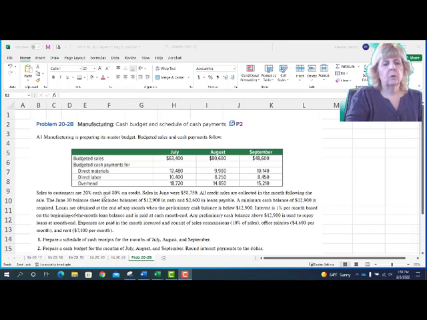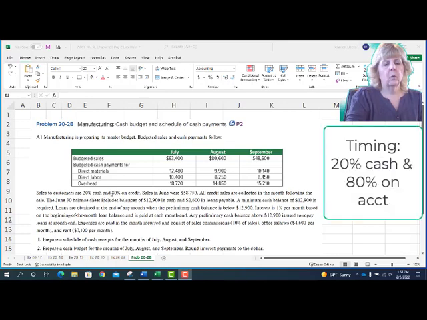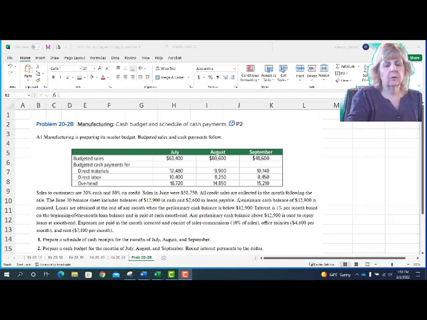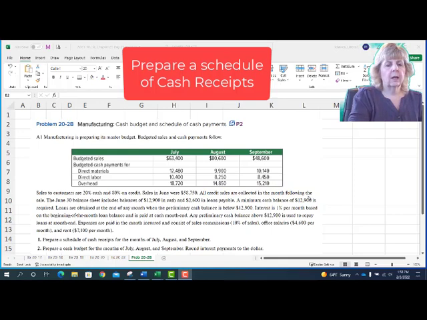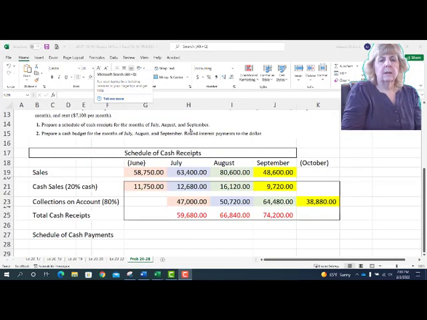Sales to customers are 20% cash, and the rest is on account. And someplace they'll have to tell you how the cash comes in. Go ahead and read through that. In fact, they told us all credit sales are collected in the month following the sale. So do that schedule of cash receipts to get you started, and then we'll take a look at how the cash goes out. Pause the video and try the schedule of cash receipts.